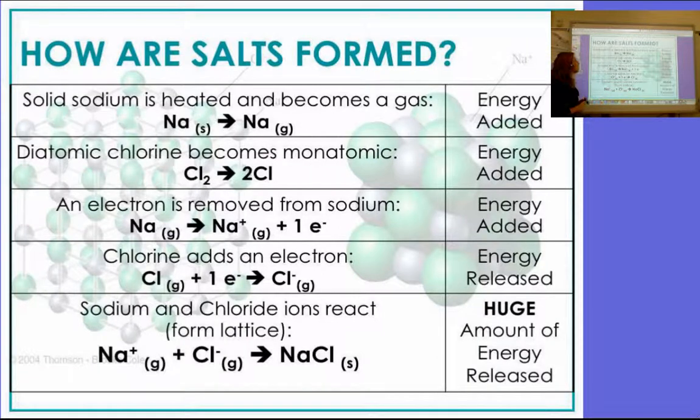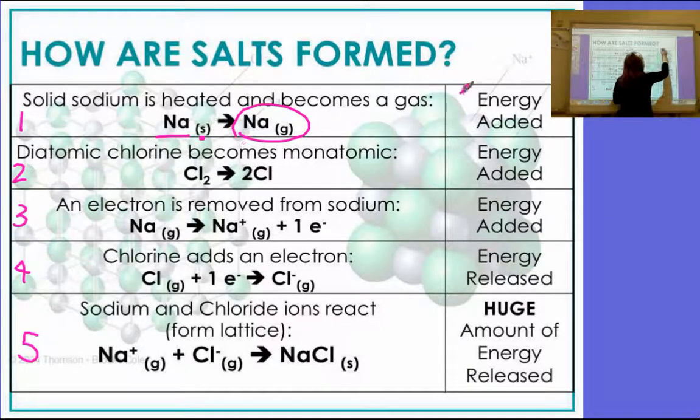How does this form? Well, there are many steps. There are 5 different steps for how a salt is formed. First, your cation, solid metal sodium, has to change into the gas phase. Solid to gas, we said that was endothermic. You have to add energy to change an ice cube into a vapor. To change anything from a solid to a gas, you have to add energy. So that would be endothermic.